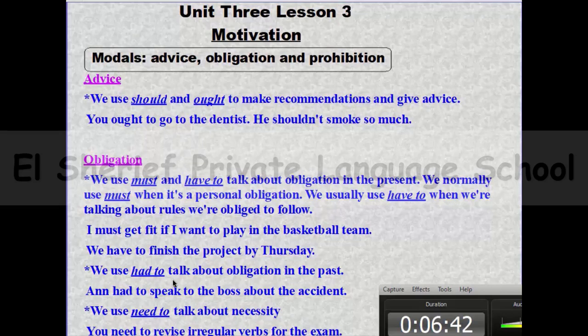We use had to talk about obligation in the past. Like Anne had to speak to the boss about the accident. Also, you know that we use need to talk about necessity. You need to revise irregular verbs for the exam.